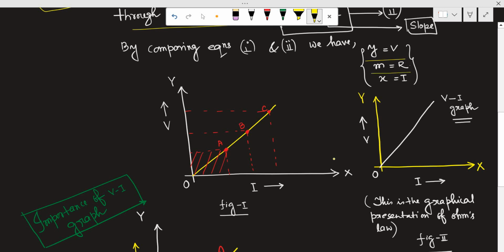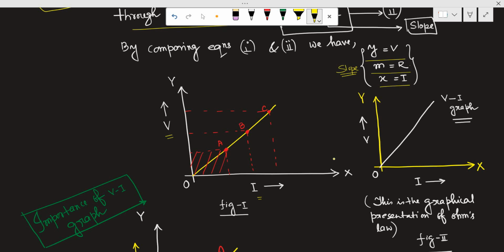What is m? m is the slope. m is the slope of the curve. Okay, and x equal to I. So now it is very easy for us to plot the variables of Ohm's law. There are two variables of Ohm's law: one is potential difference and another is current. So here we plot V along the y-axis and current, or I, along the x-axis.